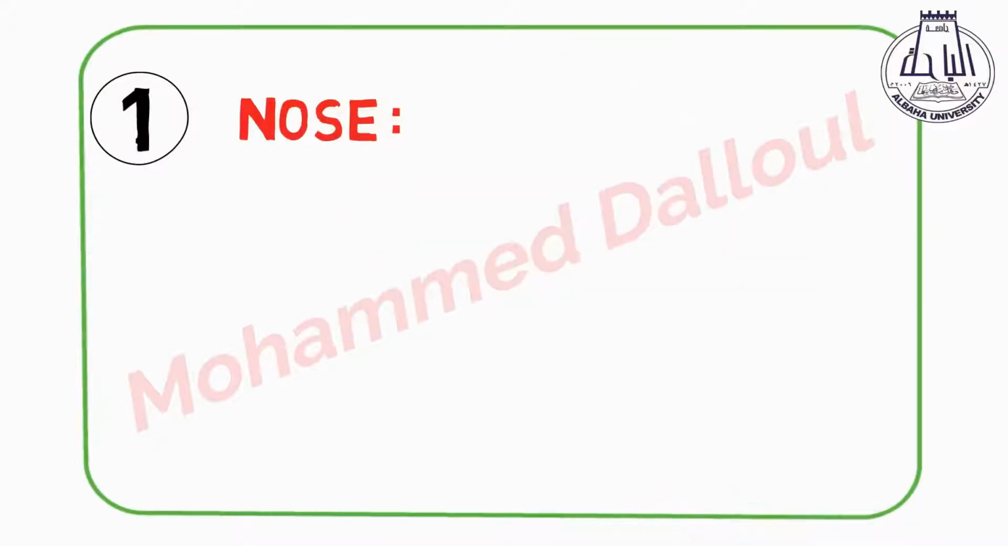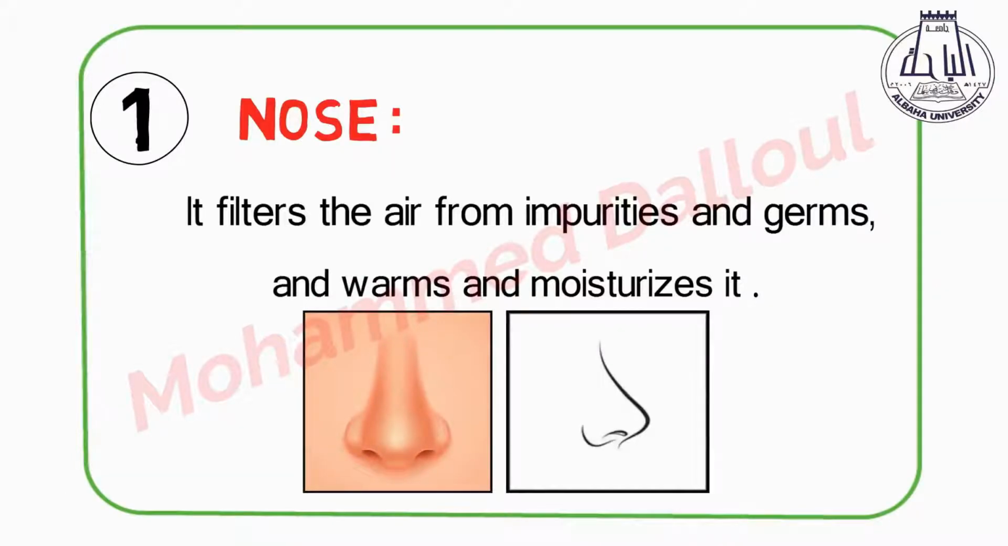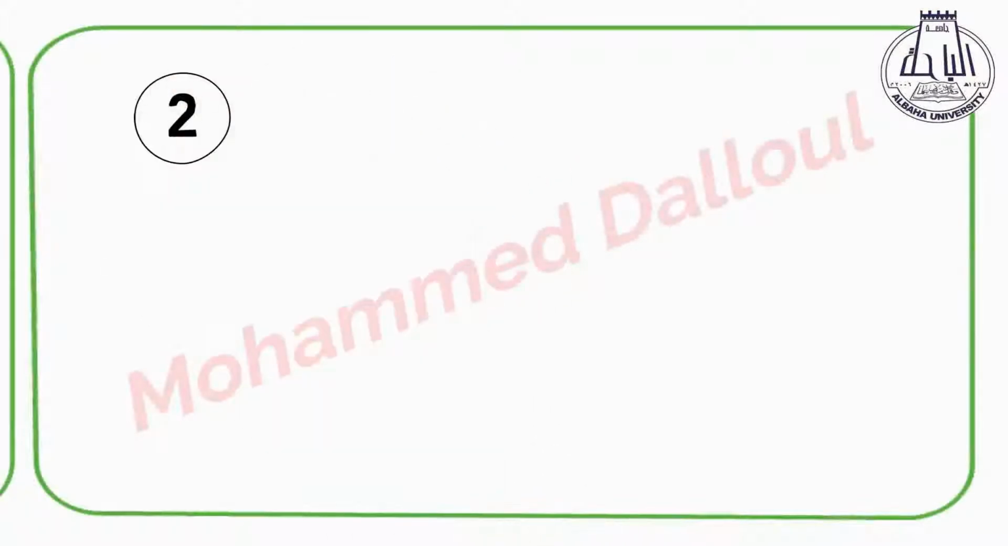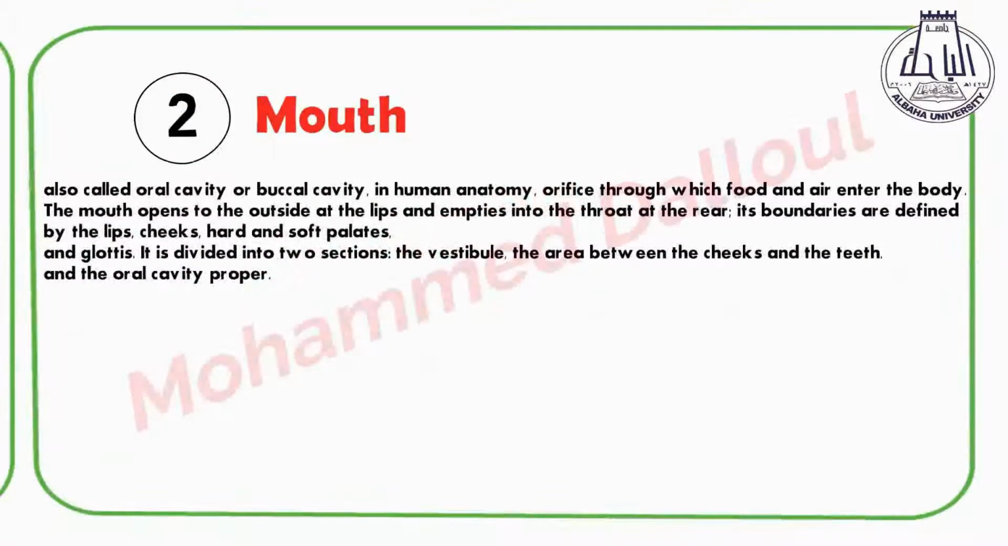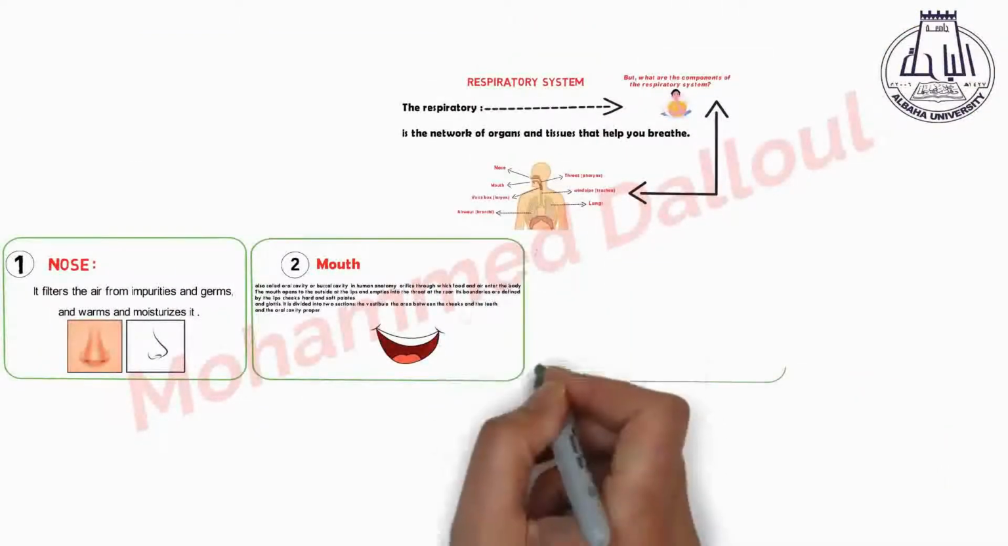Nose: it filters the air from impurities and germs, and warms and moisturizes it. Mouth, also called oral cavity or buccal cavity, in human anatomy, is the orifice through which food and air enter the body. The mouth opens to the outside at the lips and empties into the throat at the rear. Its boundaries are defined by the lips, cheeks, hard and soft palates, and glottis. It is divided into two sections: the vestibule, the area between the cheeks and the teeth, and the oral cavity proper.